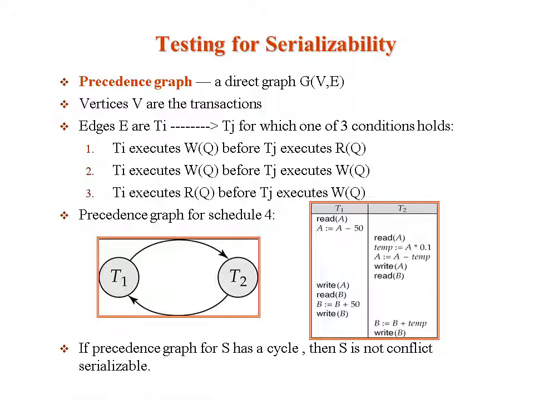So the precedence graph for schedule 4 is given here. See, T1 is reading A before T2 is writing A. So T1 to T2 has been formed. Similarly, write A and write A combination from T2 to T1. So T2 to T1 is also there. So it's simple. If a precedence graph for any schedule S has a cycle, then S is not conflict serializable. So you just need to check whether your precedence graph is cyclic or acyclic.